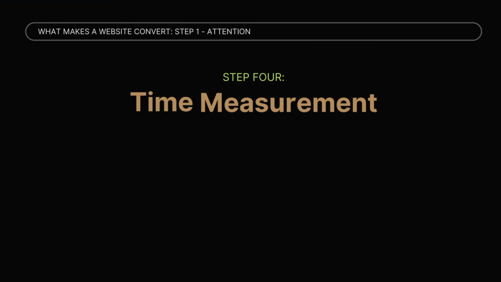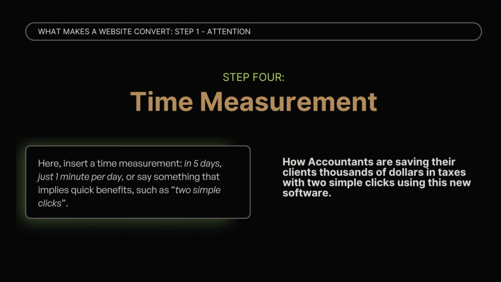Step 4. Time measurement. Here, you can insert a time measurement if your product allows it. For example, in 5 days, in 1 hour, in just 1 minute per day. Or you can say something that implies quick benefits, such as 2 simple clicks, which is what I went for.